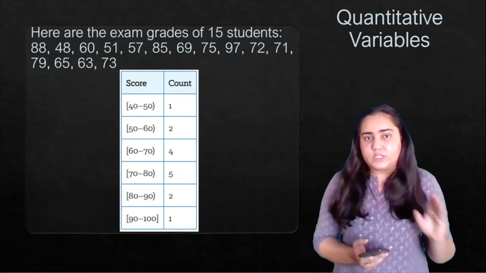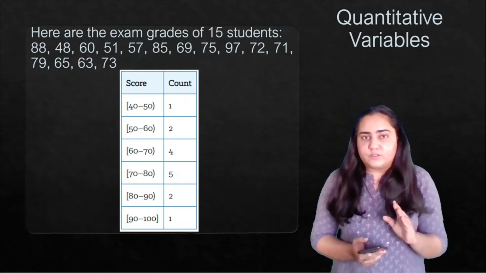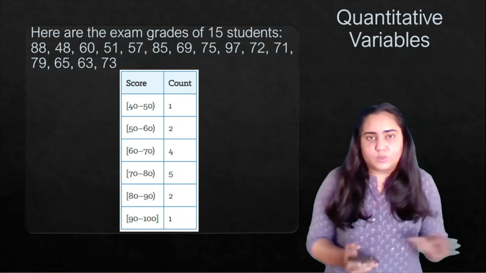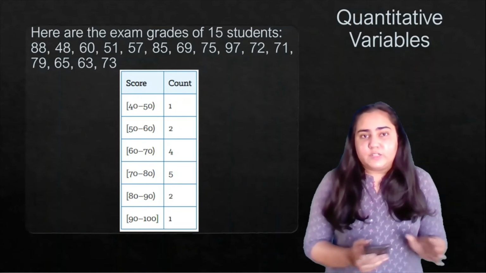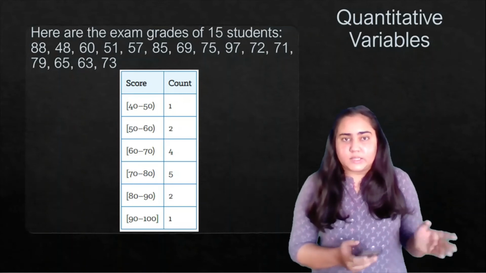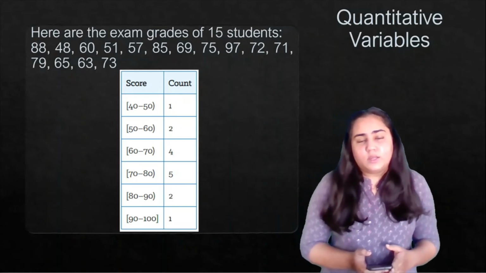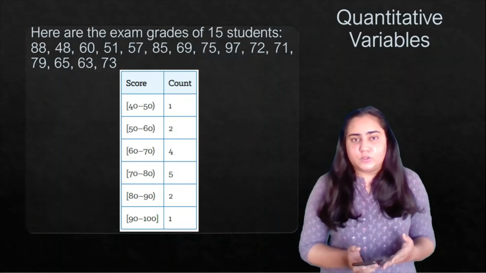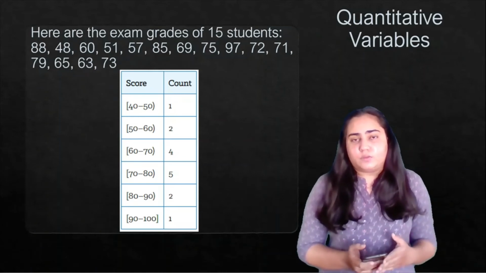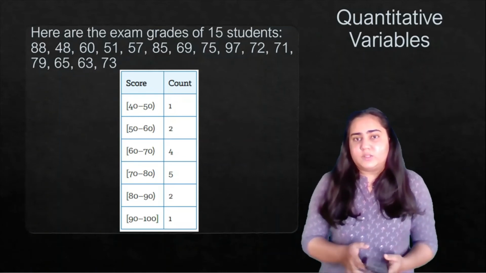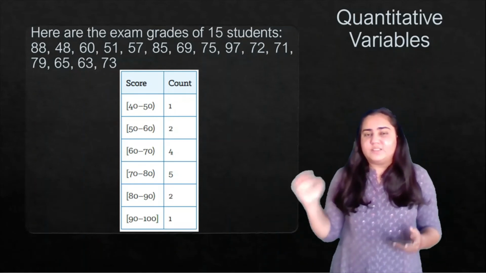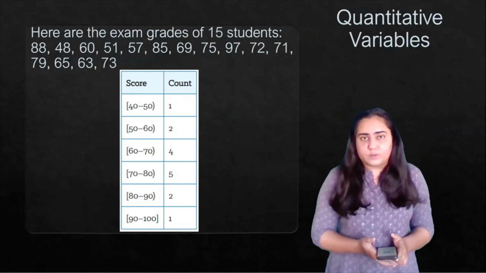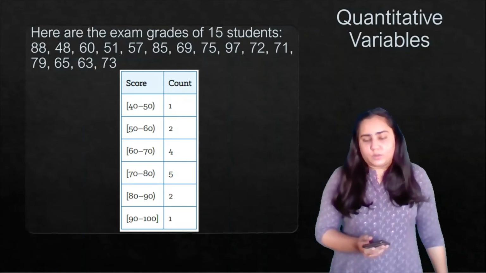So you have 40 to 50. Between 40 to 50, the count is 1, so there's only one student having marks in this range. Then 50 to 60, there are 2. 60 to 70, there are 4. 70 to 80, there are 5. And 80 to 90, there are 2. And finally, 90 to 100, there's 1. So this is another way in which you can summarize your data if you are dealing with quantitative variables and not categorical ones.